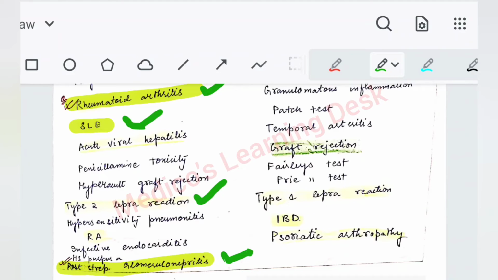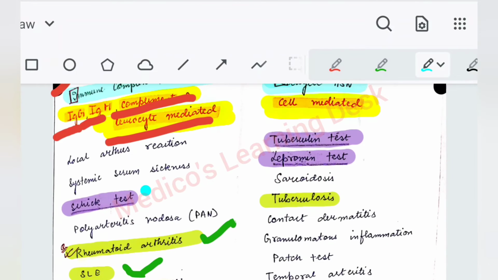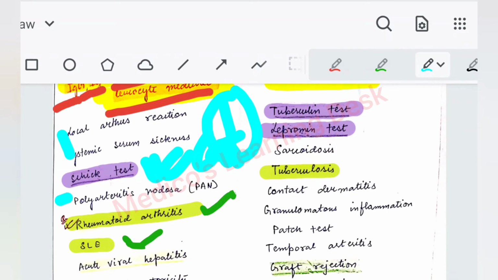We'll see a mnemonic for this also, and also another test will be there, that is Schick's test. Cassoni's test, where did you see Cassoni's test? In type 1. In type 3 it is Schick's test. Schick's test is in type 3. Cassoni's we saw in type 1. That was for hydatid cyst.